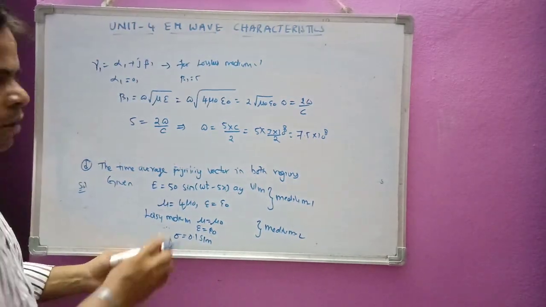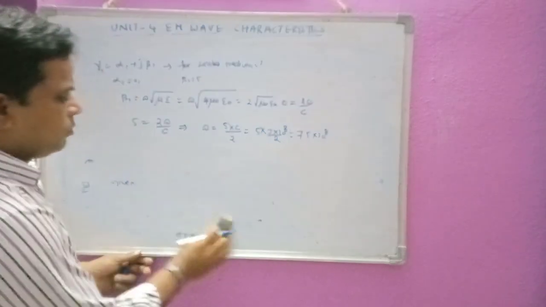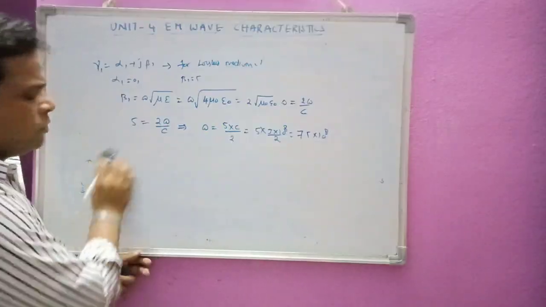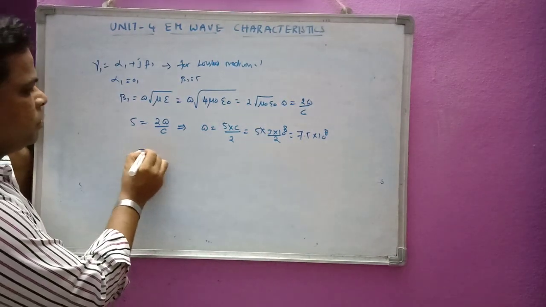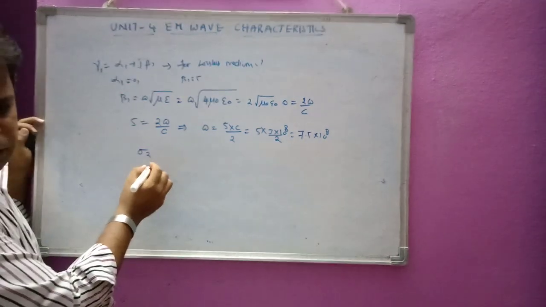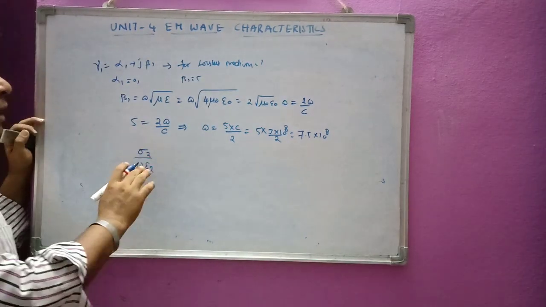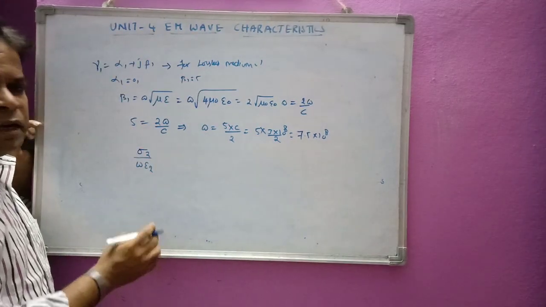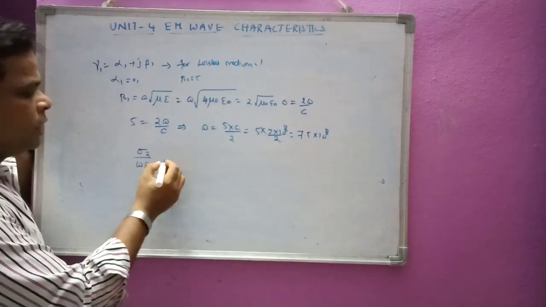Next I will erase this one. Now we need to find the value of sigma by omega epsilon 2 also here. So we are going to get this factor. Why? Because in alpha and beta we are going to solve this one, that is sigma by omega epsilon.